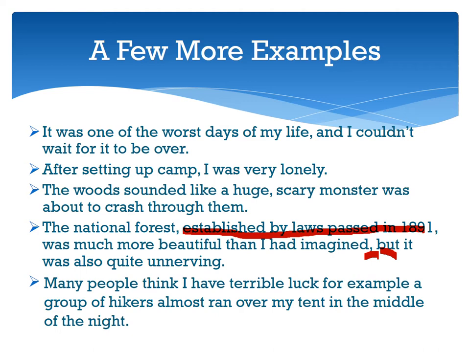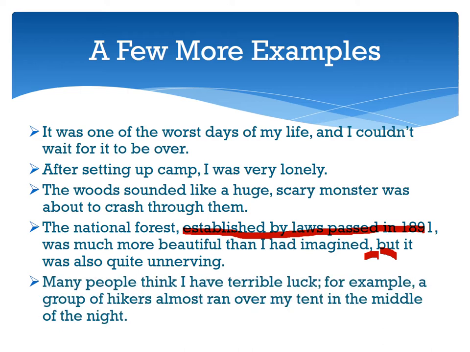All right, last example here. Many people think I have terrible luck. For example, a group of hikers almost ran over my tent in the middle of the night. A couple different ways to revise this, but the easiest way probably is to think of the word for example as one of those transitional phrases between independent clauses. So here's how we would probably revise that.